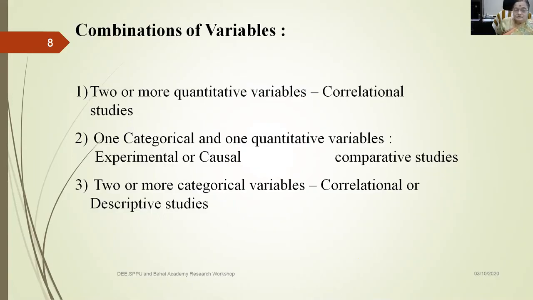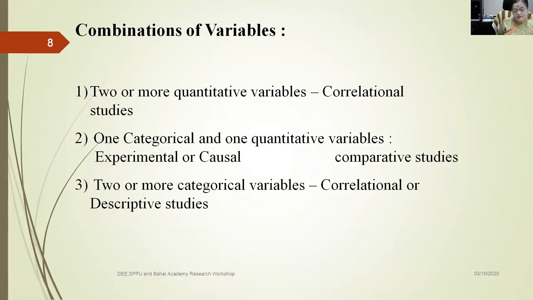So this will be a categorical variable, and another variable involved is not directly written in the statement or title of the research, but it is academic achievement in the subject geometry. So one categorical and one quantitative variable is there. So it will be experimental research. If there are two or more categorical variables, then it may be correlational or it may be descriptive research.